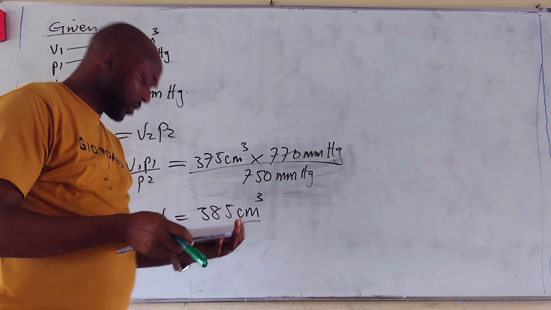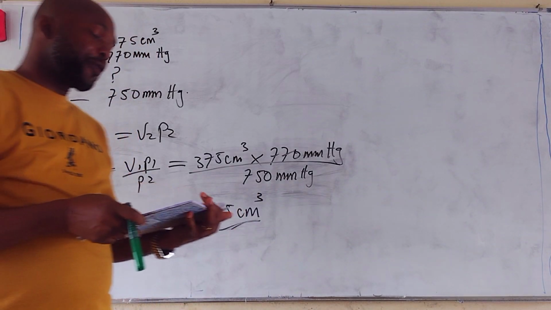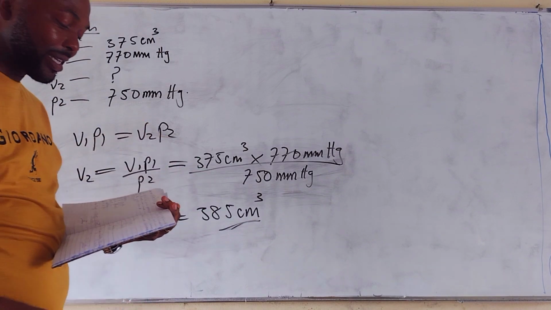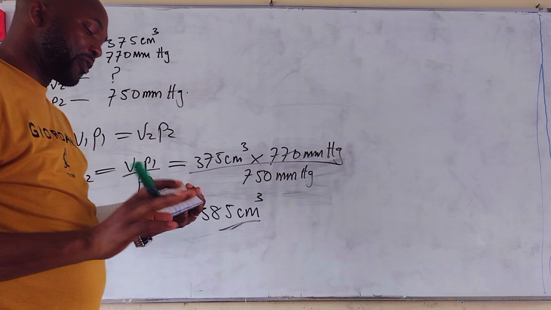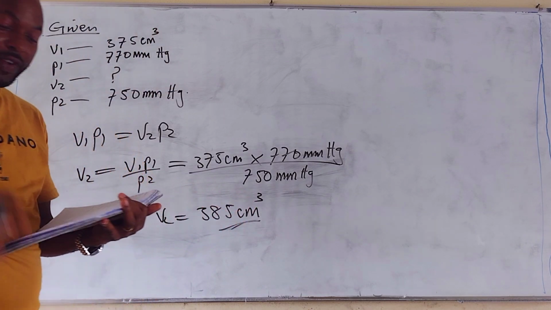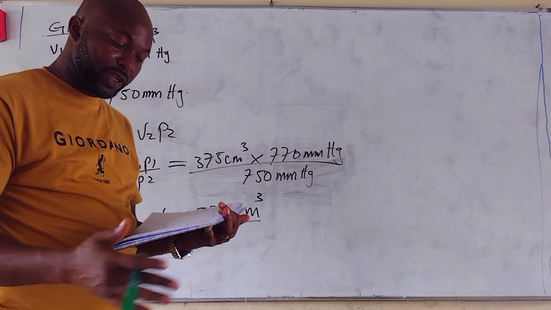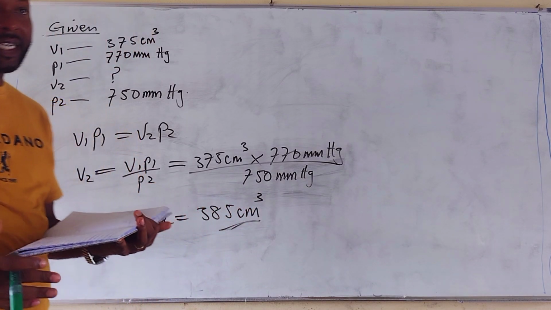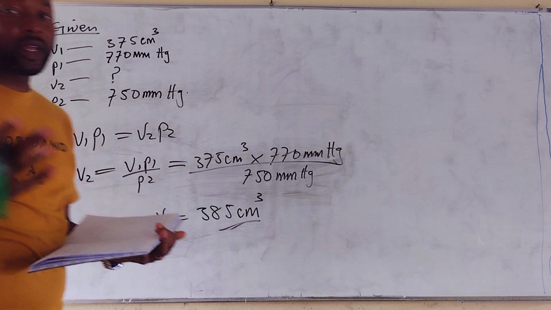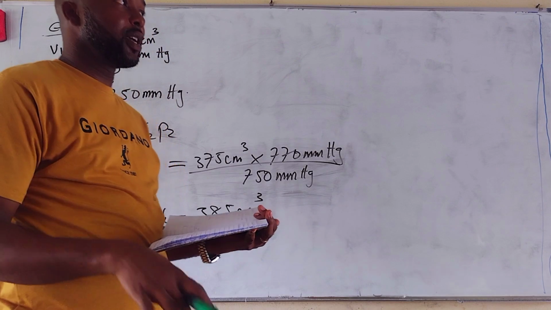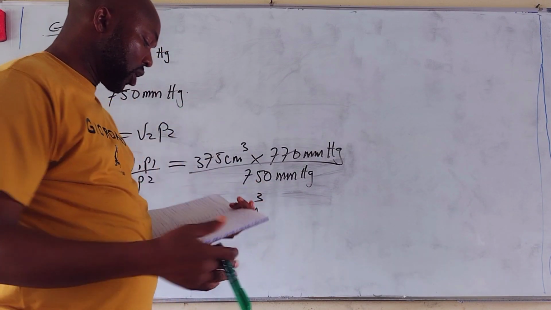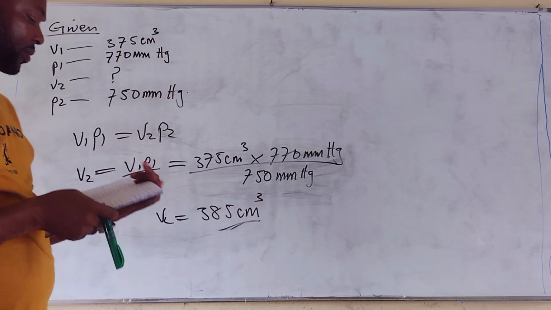Okay, we're just done with this. Our fourth question says 200 cm cube of a gas has a pressure of 510 millimeter of mercury. What would be its volume if the pressure is increased to 780 millimeter of mercury, assuming there is no change in temperature? Remember, we say in Boyle's law that the temperature is always constant. So assuming that there is no change in temperature, which means the temperature remains constant. So let's go with that.